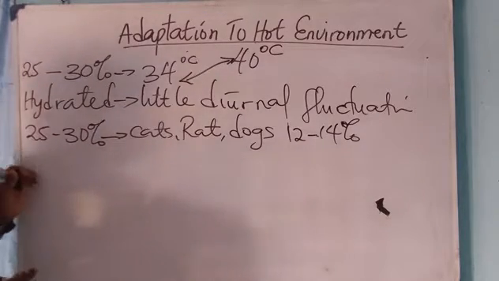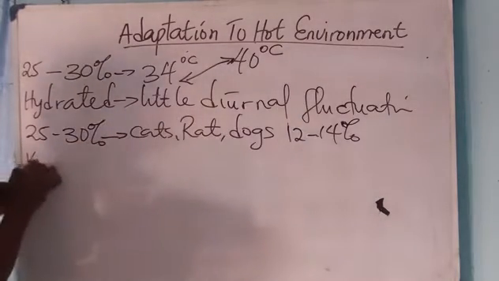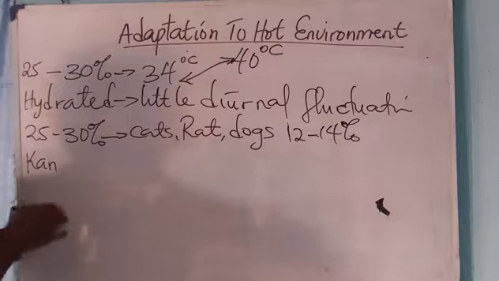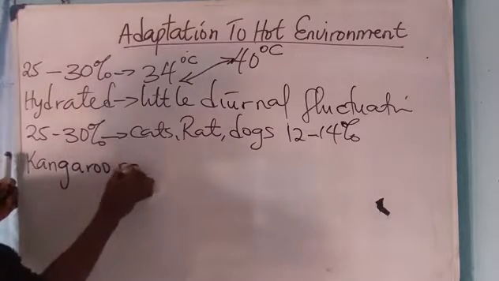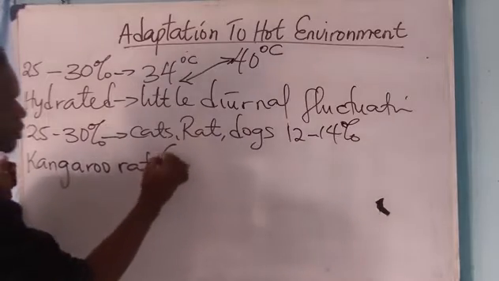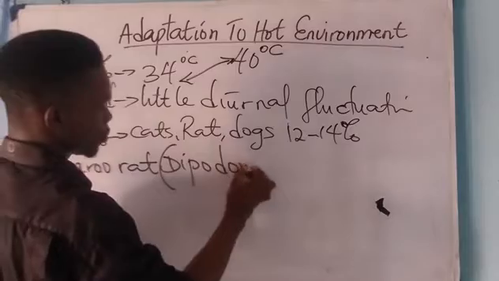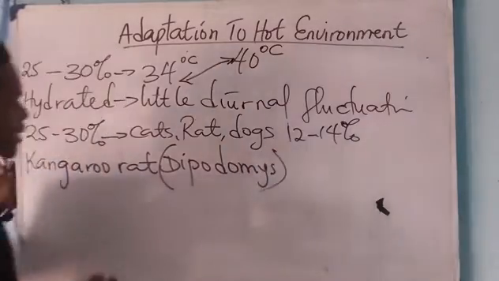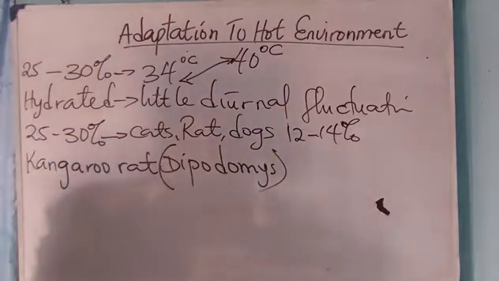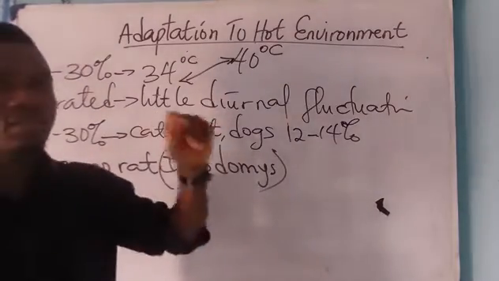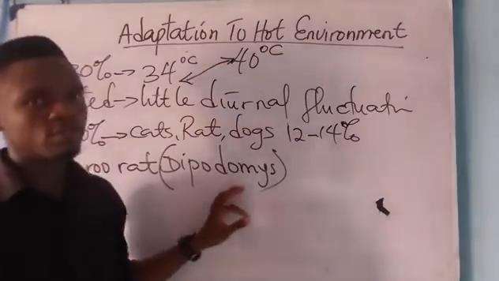There's another type of mammal, a very small type of mammal, present in deserts. We call it the kangaroo rat. Now, this kangaroo rat is a type of small mammal that is present in the desert, that is a hot environment. How do they survive in the hot environment?